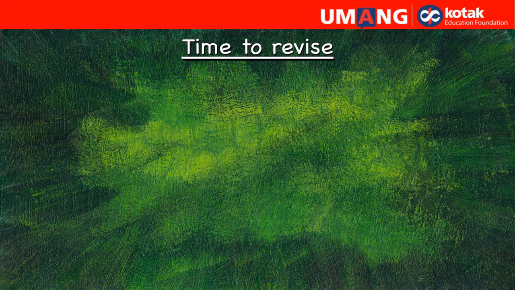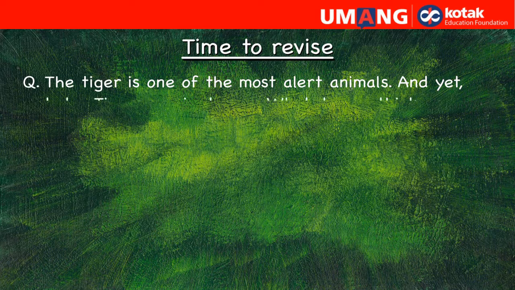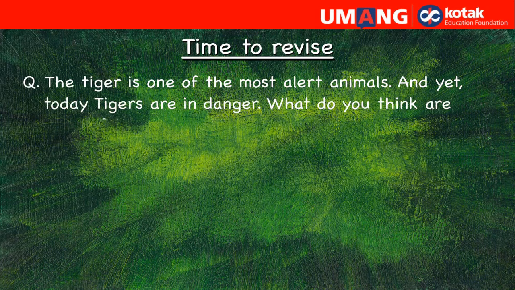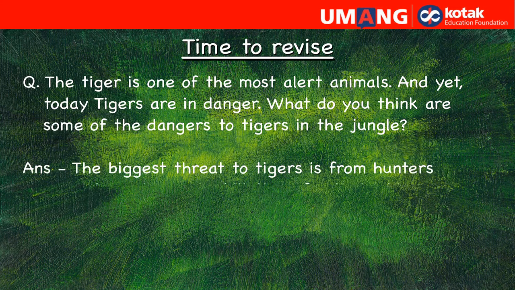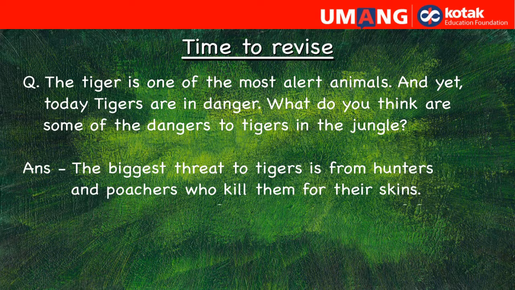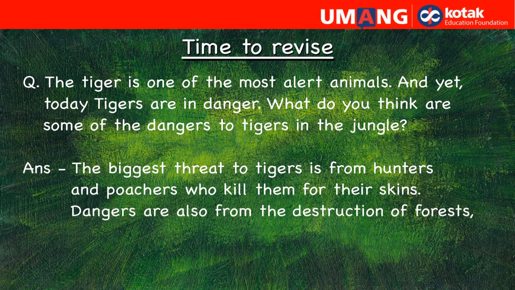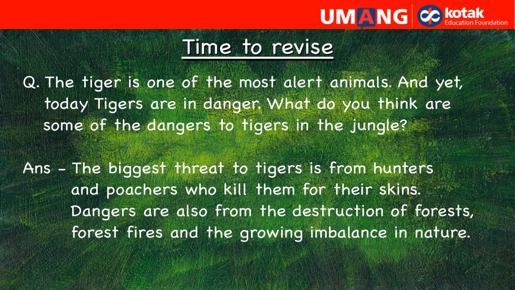Now, think and answer. The tiger is one of the most alert animals, and yet today tigers are in danger. What do you think are some of the dangers to tigers in the jungle? The answer is, the biggest threat to tigers is from hunters and poachers who kill them for their skins. Dangers are also from the destructions of forest fires and the growing imbalance in nature.